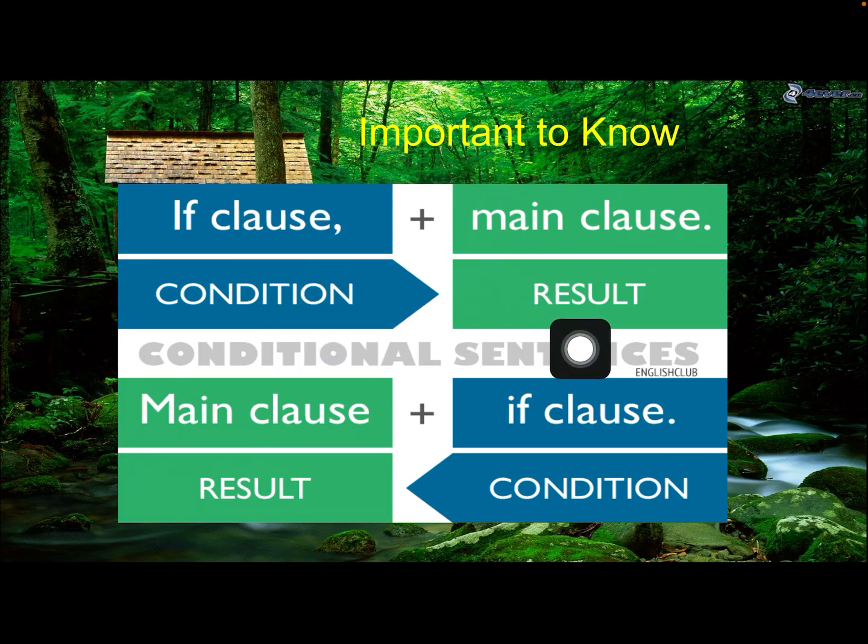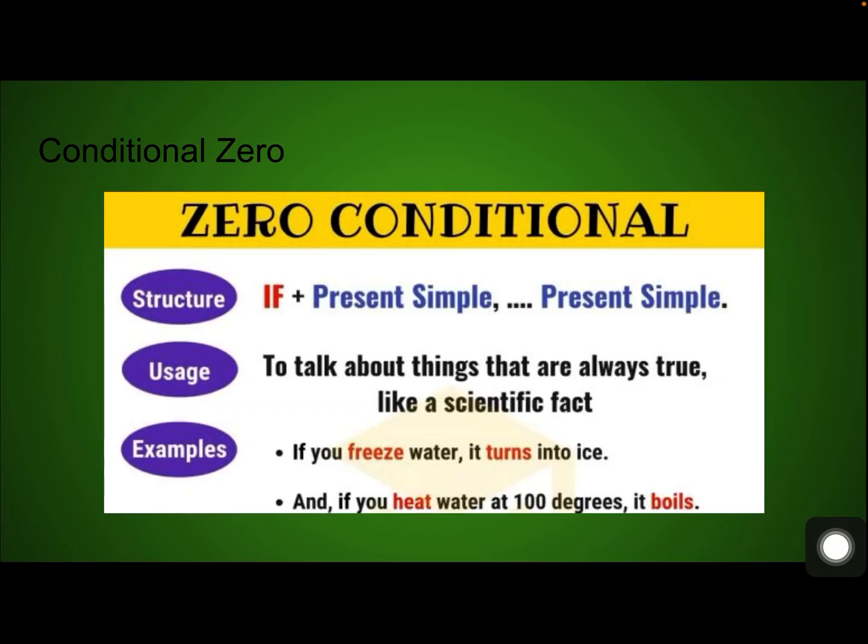Remember the condition and result. But remember, it is important to know that the order is not mandatory. For example, you can use first the condition, then the result, or you can start with the result and then the condition. We are going to start with conditional 0.